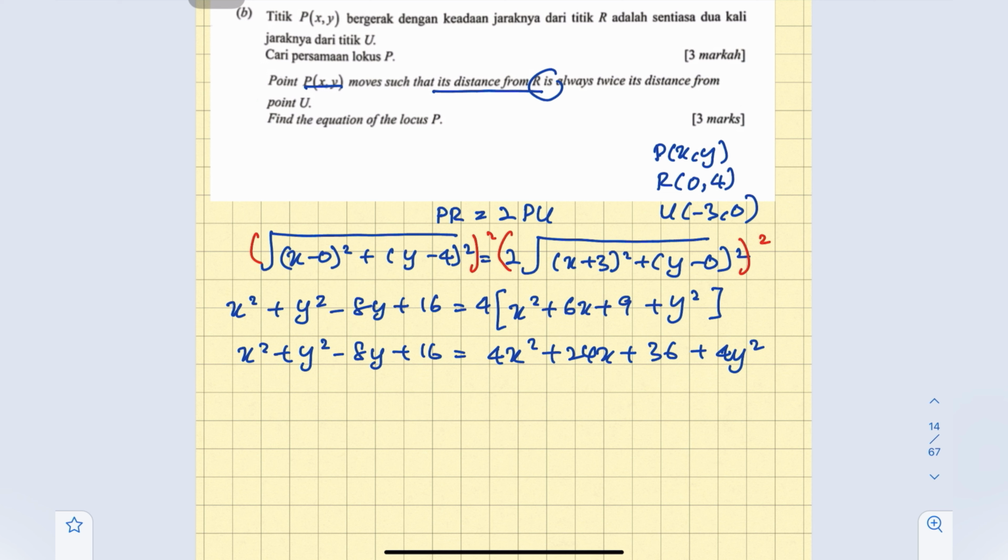Okay, so we simplify. We make everything equal to 0. So here, 4x squared minus x squared is 3x squared, plus 3y squared, plus 24x, nothing cancels so plus 24x, plus 8y, 36 minus 16, so plus 20 equals 0. Cannot simplify further, so this is the final answer.